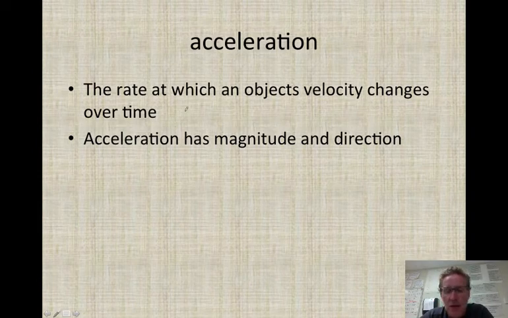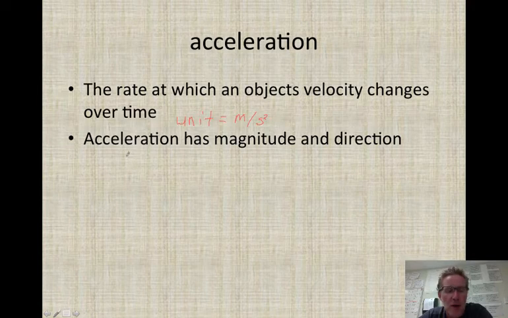Now the unit that we use for acceleration is going to be meters per second squared. Okay, so that's important that we know how we will write those units. So it's going to be meters per second squared most of the time. Like velocity, acceleration is a vector. That means it has magnitude and direction.